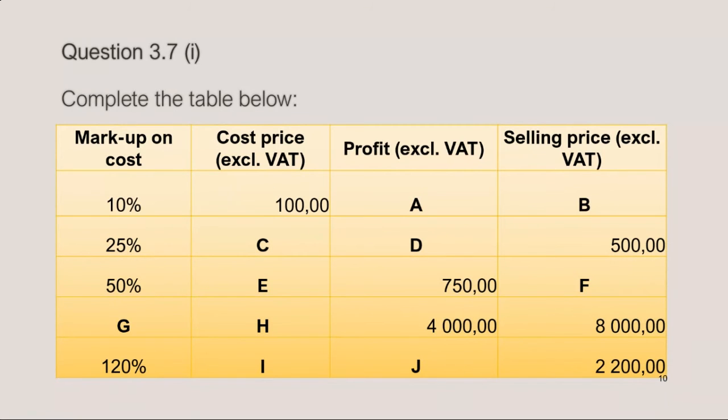Okay, so remember markup percentage is your profit divided by your cost price. That's how you work out your markup percentage. Remember gross margin percentage is based on sales, so that is your profit over your selling price.